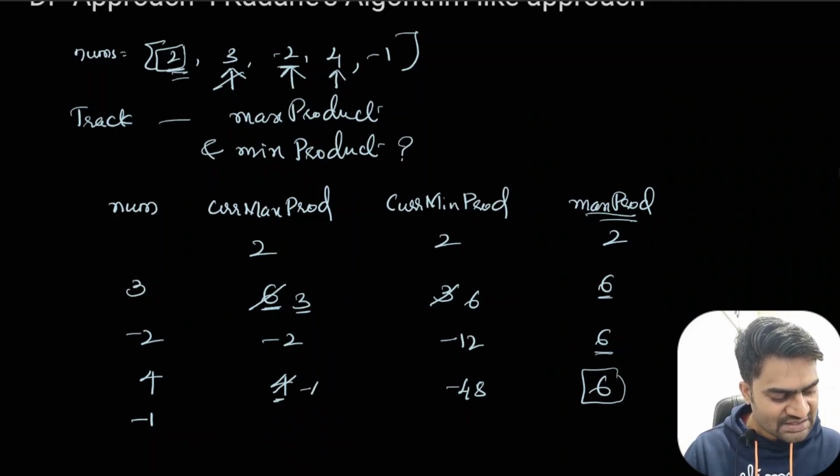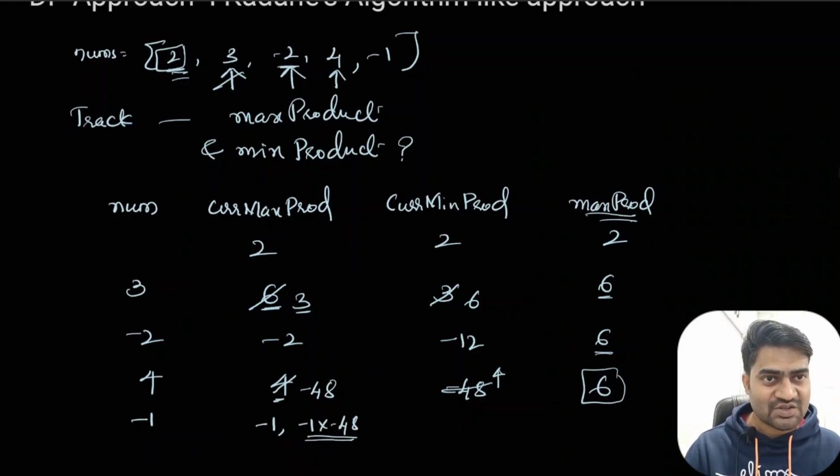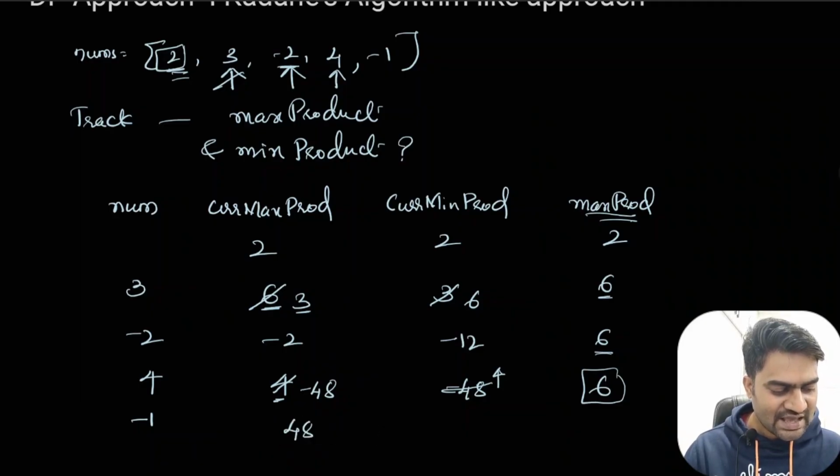So this becomes minus 48 and this becomes 4, correct, right? Now I will compare minus 1 and minus 1 into minus 48. Minus 1 into minus 48 becomes 48. So out of minus 1 and 48, which is maximum? 48 is maximum. So I will take 48 as my current max product. Then I will compare current number minus 1 comma 4 into minus 1, which is minus 4. So minus 4 is minimum. So I will take minus 4 here.